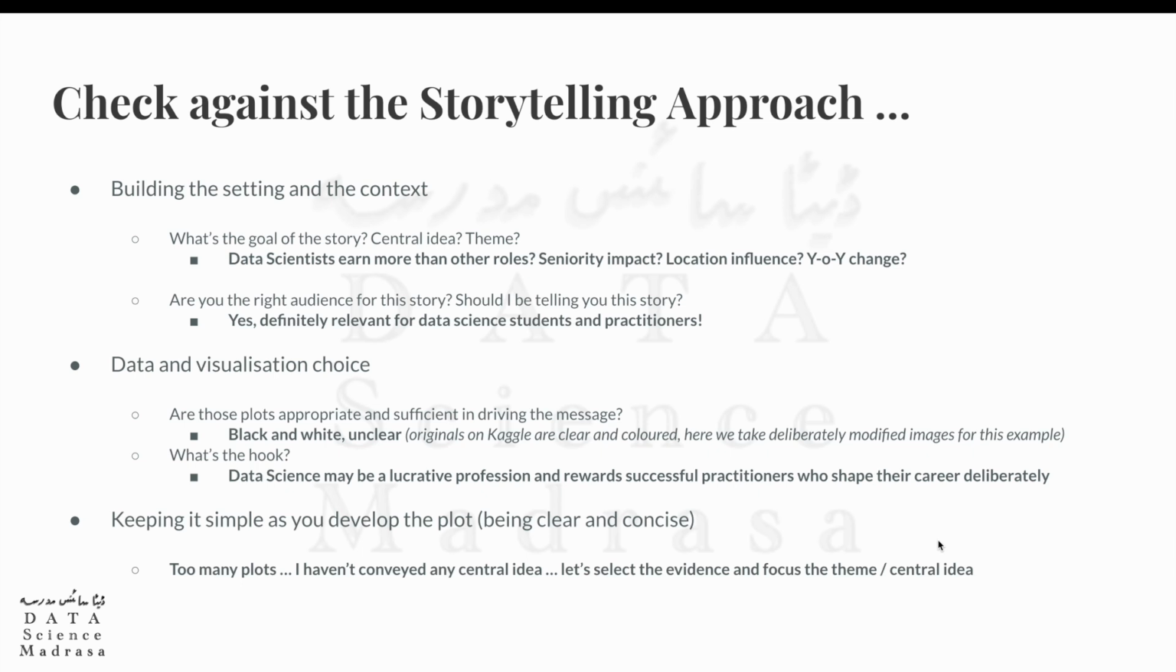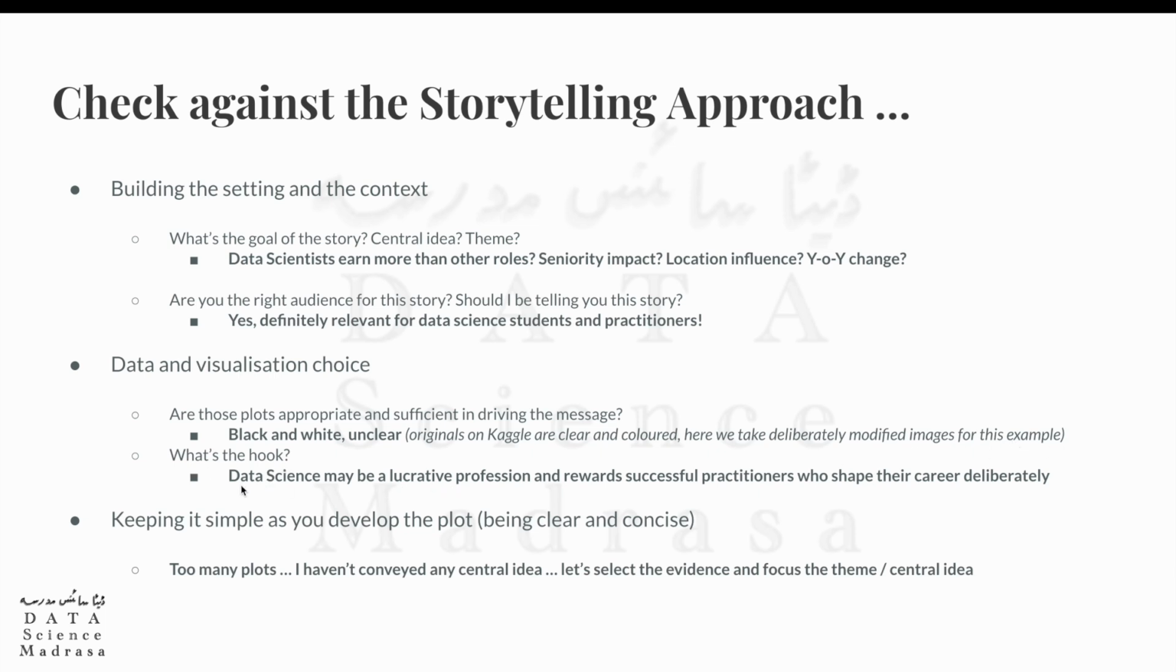So are you the right audience for this story? Should I be telling you the story? Yes, it's definitely relevant for data science students and practitioners. Data and visualization choice. Are the plots appropriate or sufficient? No, they're black and white, they're unclear. As I mentioned, the originals on Kaggle are clear and colored, and here we've taken deliberately modified images to really bring this example to life.